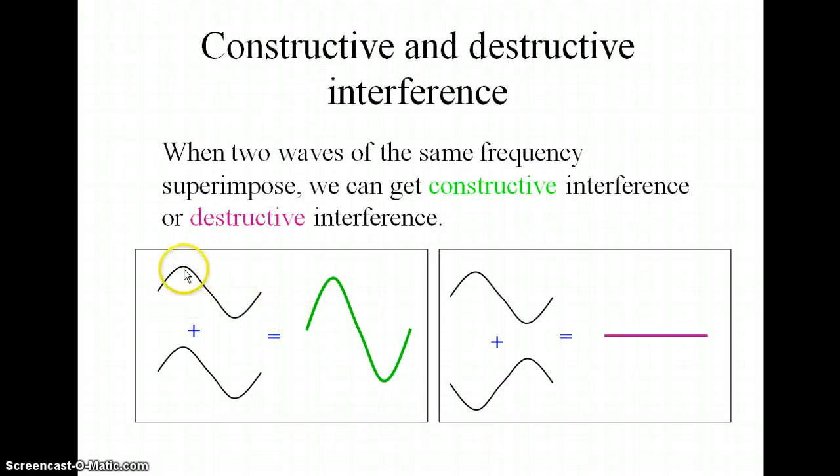Okay, if the peak of one wave meets the peak of another, and the trough meets a trough, the peaks add together, the troughs add together, and we get a bigger wave. This is called constructive interference. However, if a peak meets a trough and a trough meets a peak, the waves cancel each other out. This is called destructive interference.